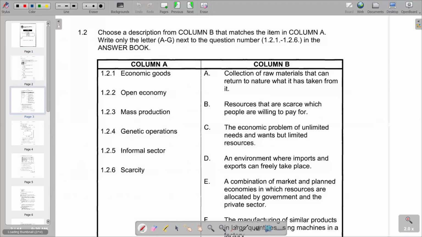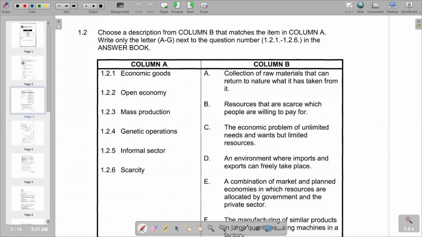Move on to the next section, whereby we have matching items. It reads, choose a description from column B that matches the item in column A. Write only the letter A to G next to the question number, that is 1.2.1 to 1.2.6, in the answer book. So you're given terms in column A that you have to match with explanations that you are given in column B. So the first term that we have is economic goods.